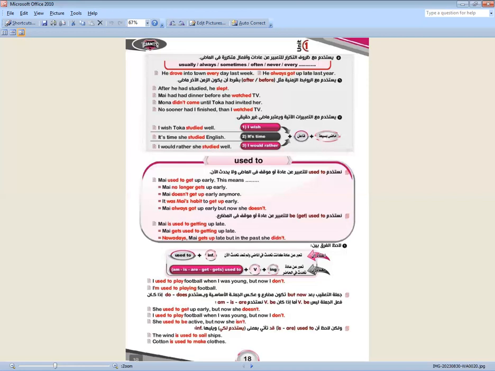You can use the past simple with these structures: I wish, it's time, and I would rather. But you will put the subject after them, and after that, a sentence in the past simple. I wish Toa studied well. It's time she studied English. I'd rather she studied well.